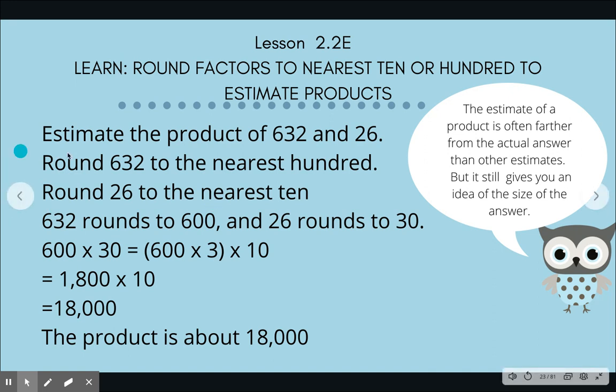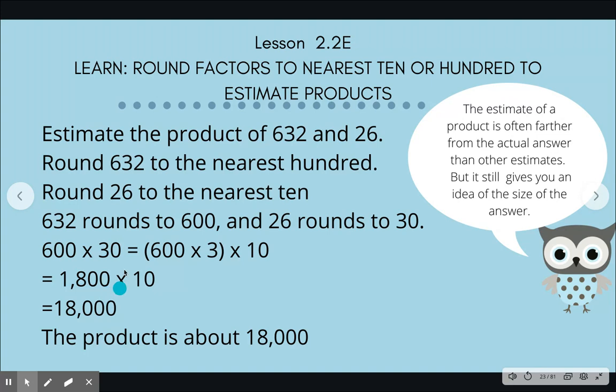So if we were to estimate the product of 632 and 26, you would round 632 to the nearest 100 first. And then you would round 26 to the nearest 10. So 632 rounds to 600 and 26 rounds to 30. So here's the simplified version to help you just do mental math and make sure you're on the right track.